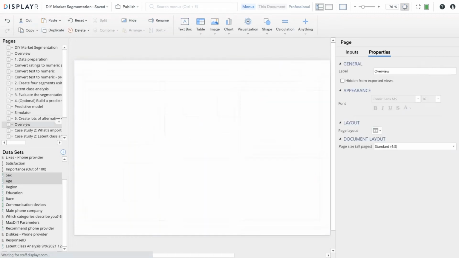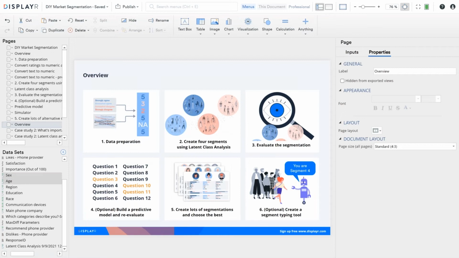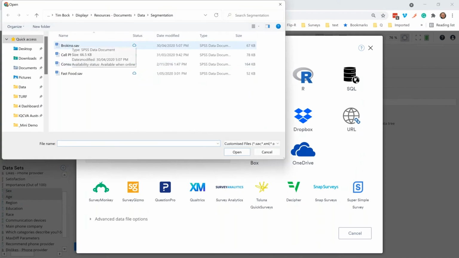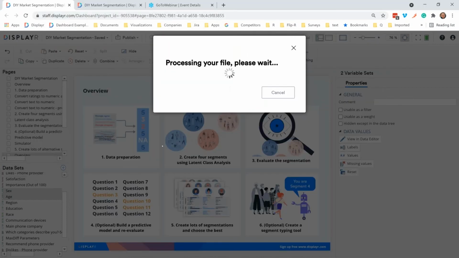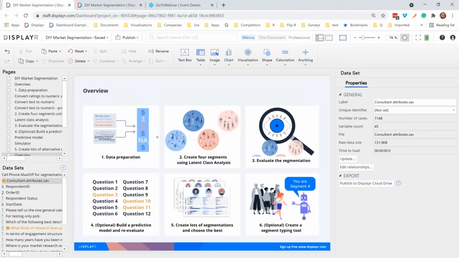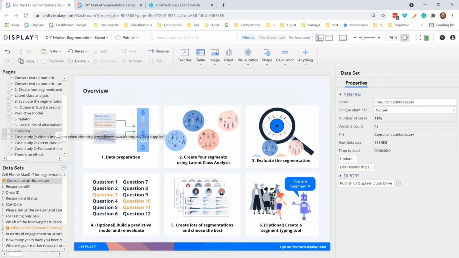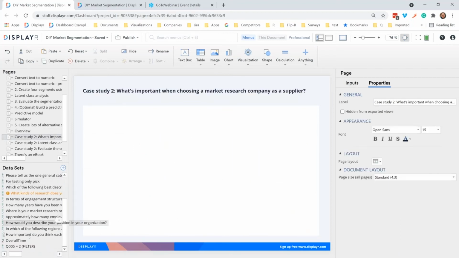Now, as I mentioned, there are 6 steps overall to doing segmentation. We're going to look at a second case study now. This is a fun case study. It's a little case study where the data has been provided by the good folk at Greenbook. With this segmentation, it's data about what people look for when they hire a market research company to do their market research work. So we're going to go through these steps. We're going to start with data preparation. Let's drag across the data, have a little look at it.